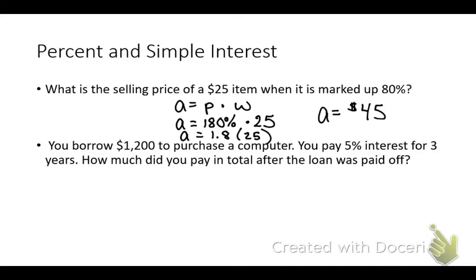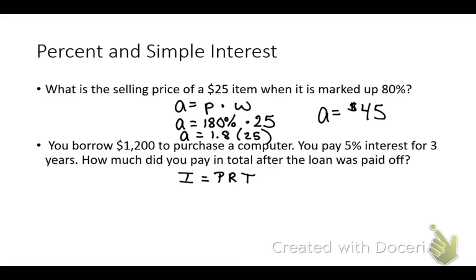Next problem. You've got to remember the formula. Does anybody remember? Raise your hand. What is the formula for simple interest? Haley: I equals P R T. Say it with me. What does I stand for? Interest. What does P stand for? Principal. The original amount, the chunk of money that is either borrowed or invested.